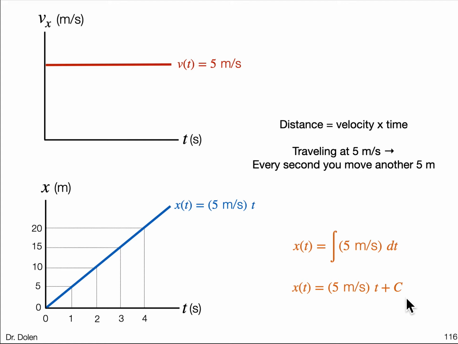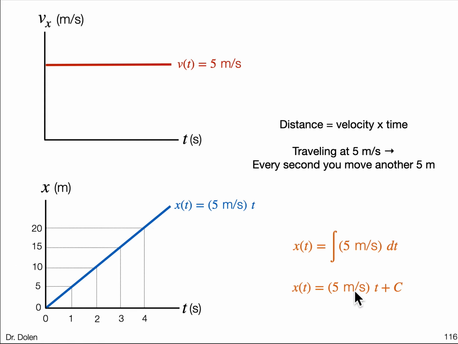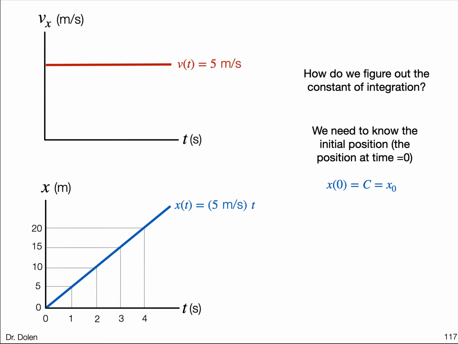And we can actually check that. We can plug into our formula time equals 0. Time equals 0, this term goes to 0, so I get my position at time equals 0 is equal to c. So we can always figure out your constant of integration if you know your initial position. So my position at time equals 0 is equal to that constant of integration, and we're typically going to use the symbol x of 0 to represent your position at time 0.